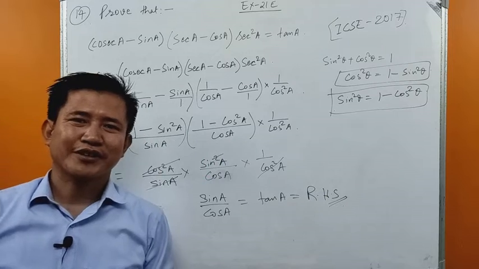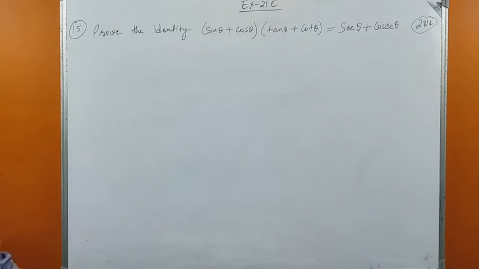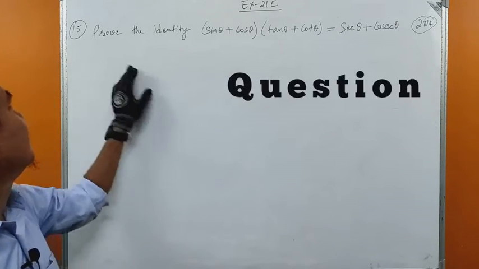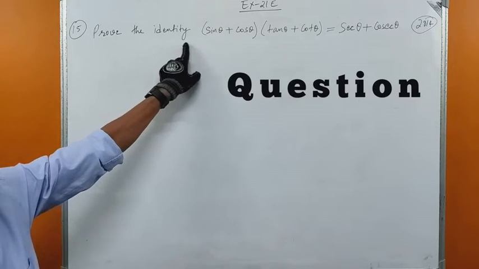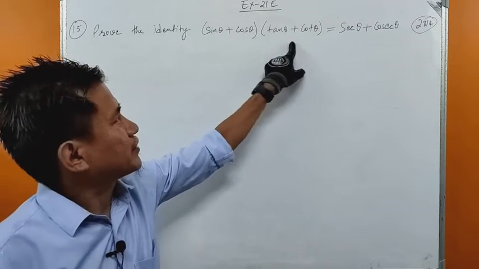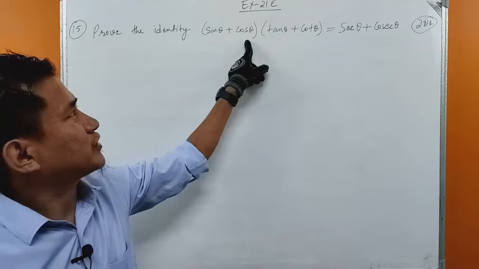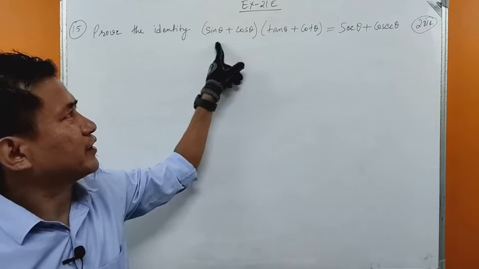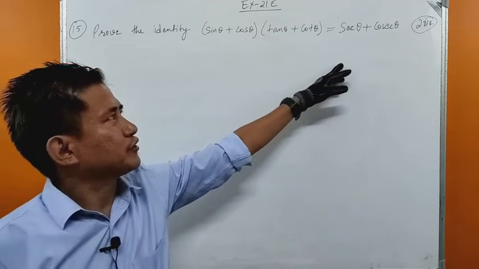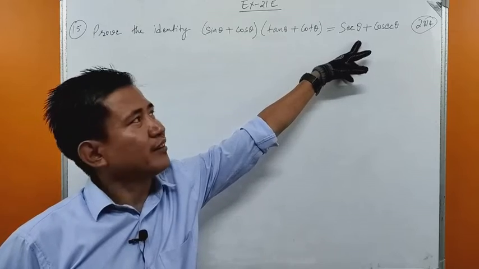Now let's do question number 15. Okay, now let us do question number 15. Prove the identity. We have this in the left hand side, (sin theta plus cos theta) into (tan theta plus cot theta). Okay, so we are asked to prove this equals sec theta plus cosec theta in the right hand side.